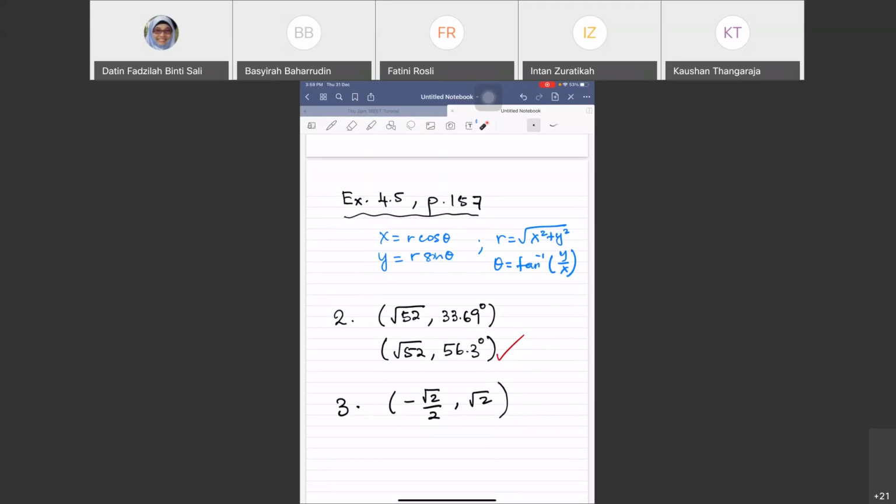So this is root 2 over 2. Okay. So question 3 is actually, this is the answer: minus root 2 over 2. Madam, I got the same answer, madam. Okay, all right, good. So this is the answer for the rectangular coordinate, given the polar is 1, 3 pi over 4. So you get minus root 2 over 2 and root 2 over 2.